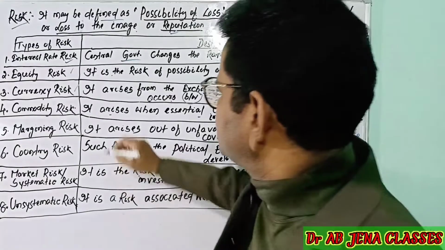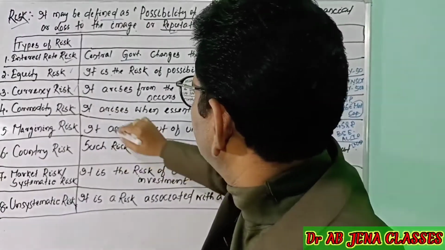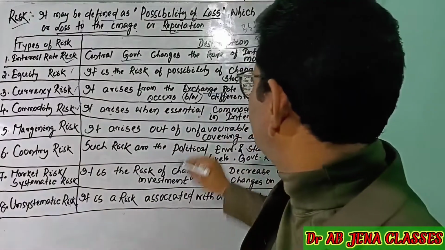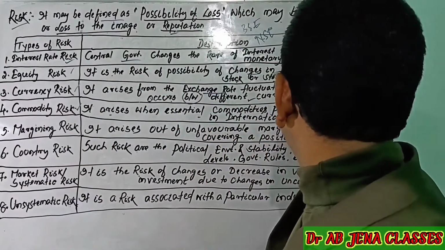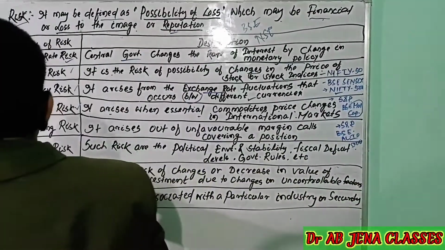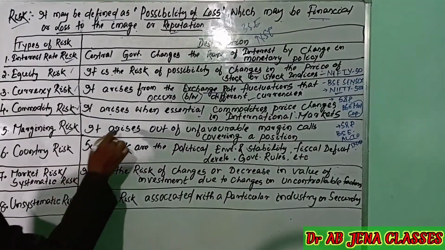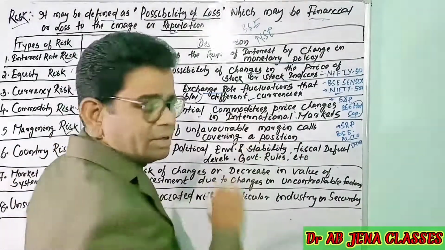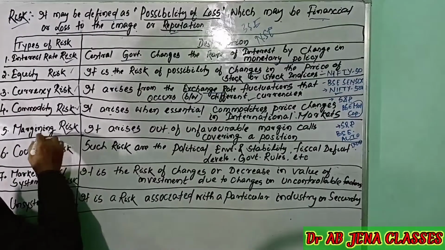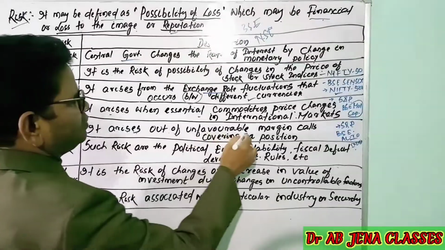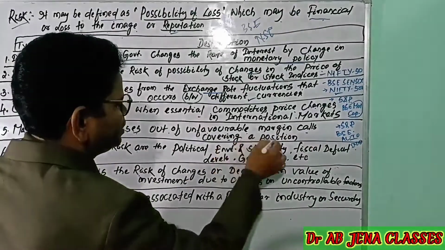Commodity risk arises when the prices of essential commodities change in the international markets. The next risk is margining risk. It arises out of unfavorable margin calls covering a position. Again, margining risk occurs out of unfavorable margin calls covering a position.